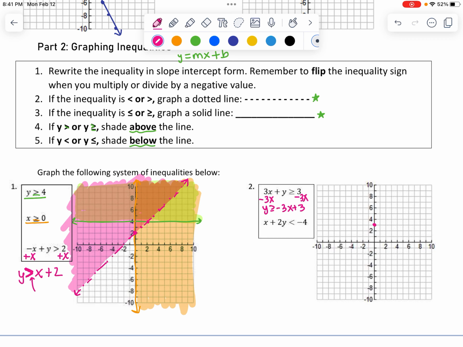Remember, we can think this is -3 over 1. So I'll go down 3, right 1. Down 3, right 1. And then we can go in the other direction too. Up 3, left 1. Up 3, left 1. This line will be a solid line because it's greater than or equal to.